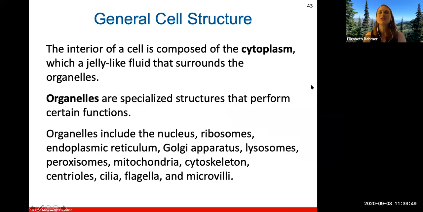Now we'll get into the general cell structure. And we'll go over this, well, not quickly, but this won't involve any sort of processes. We're just going to be naming things inside the cell and what they do. So the interior of every cell is composed of cytoplasm. It's a jelly-like fluid that surrounds the organelles. Think of kind of like Jell-O or strawberry jelly. And organelles are tiny organs. They are specialized structures that perform certain functions. And these are the different types of organelles that we are going to go over right now.